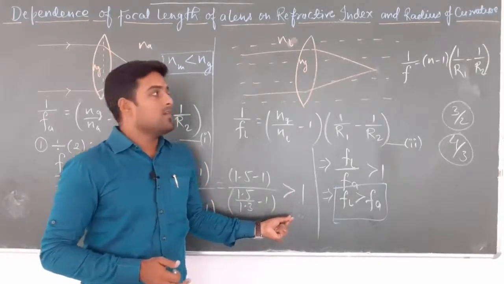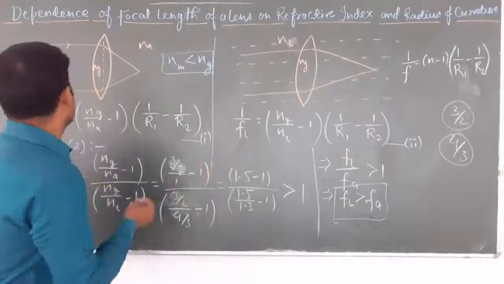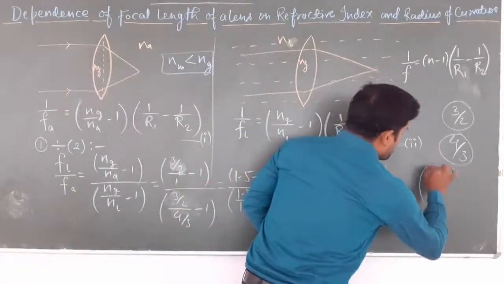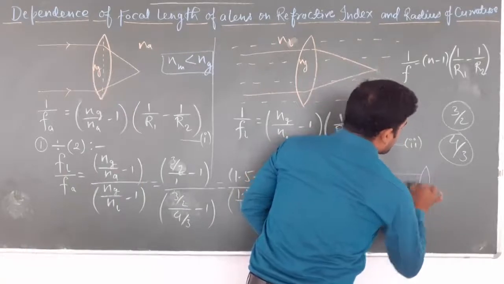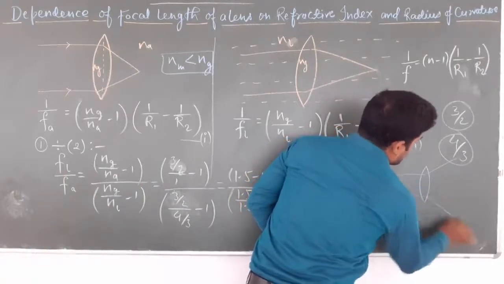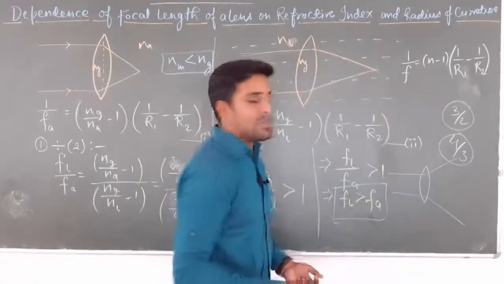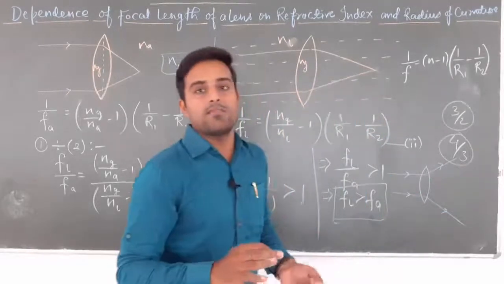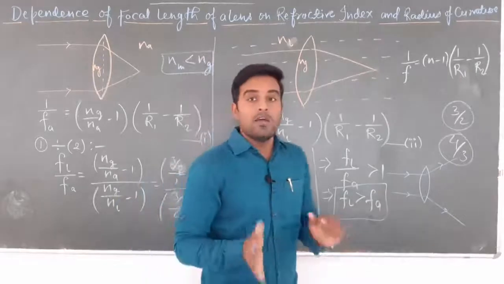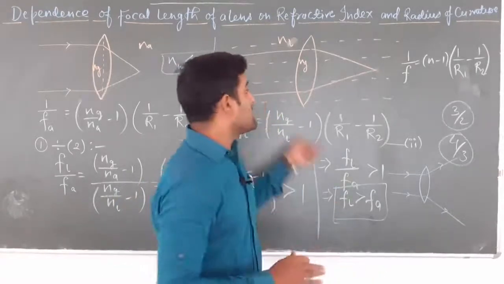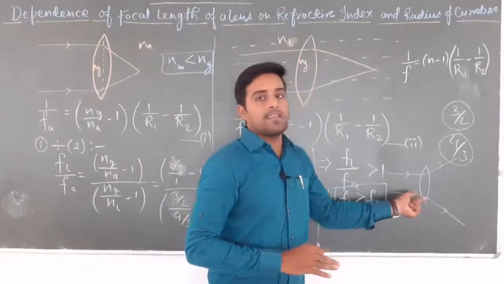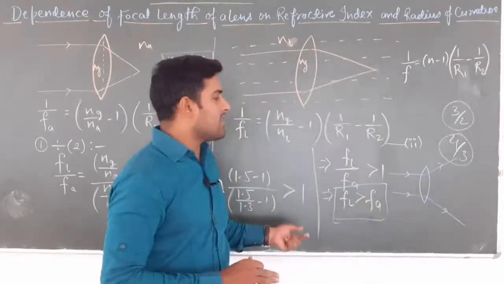It means the nature of the lens will change when you take a liquid whose refractive index is greater than the lens. So the refraction will take place like this. In that case, the convex lens will behave as a concave lens, meaning the nature of the lens will be reversed in the third case, when the refractive index of the medium is greater than the refractive index of the lens. So this is our third case.